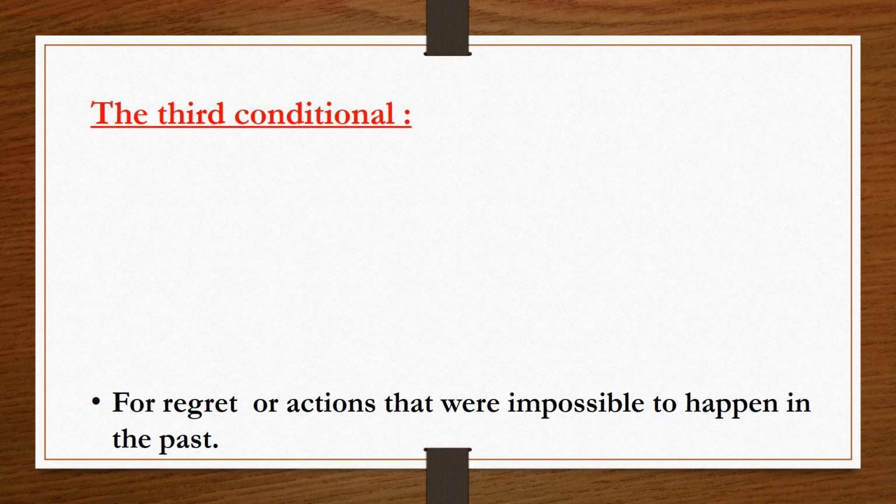The third conditional. We use the third conditional to express regret or actions that were impossible to happen in the past. Like I say, if I had run quickly, I would have won the race. Ahmed would have been sad if he hadn't gone to the party.